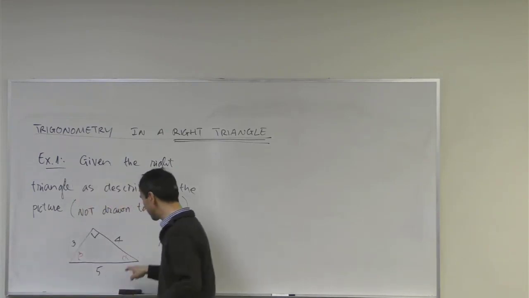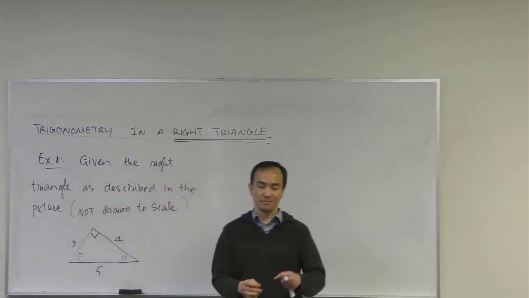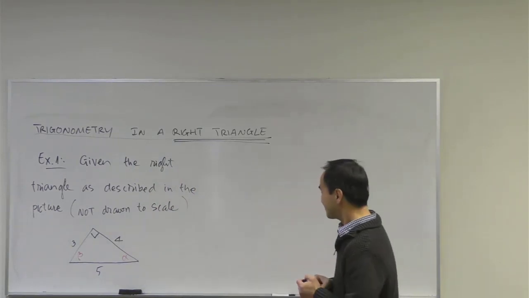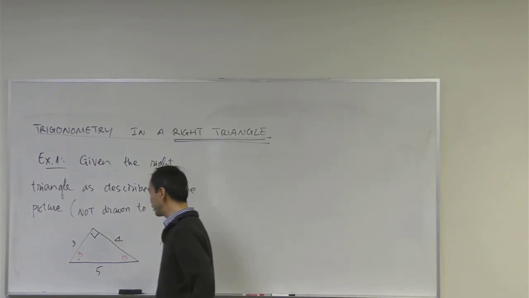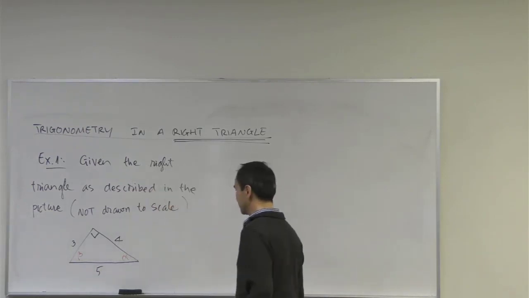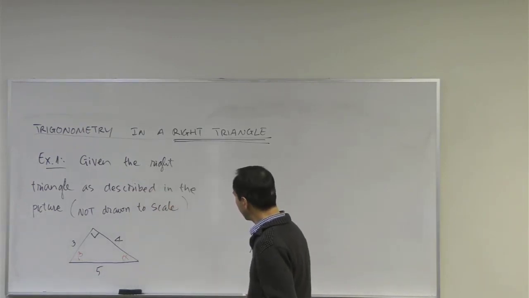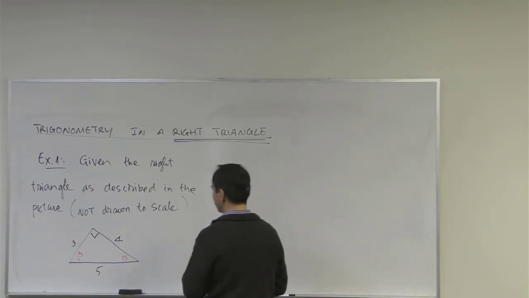Alpha and beta are two angles. Okay. Your triangle here has sides 3, 4, and 5, right? Those are the lengths of those edges.